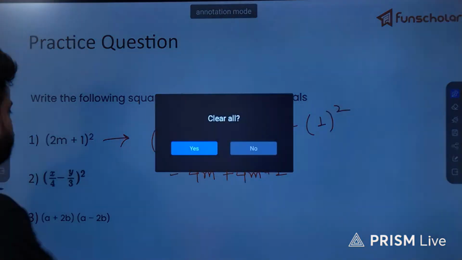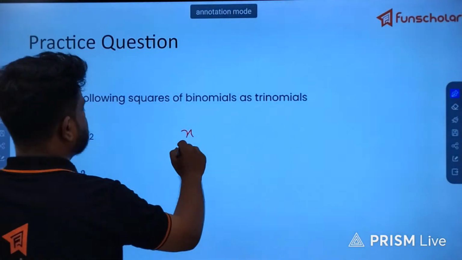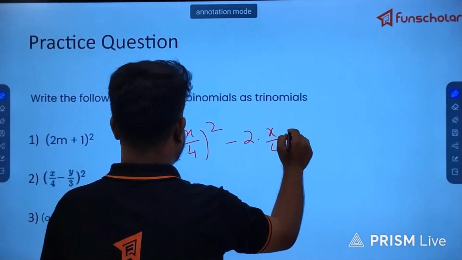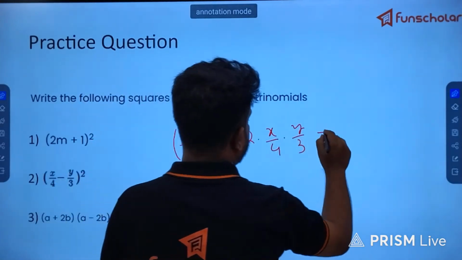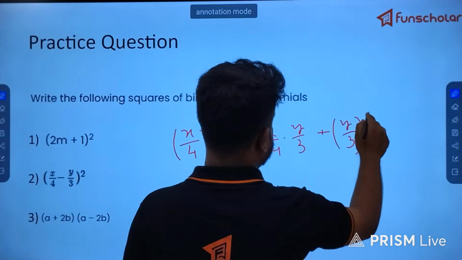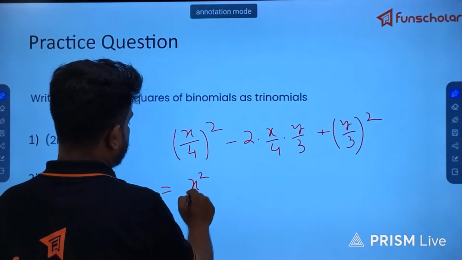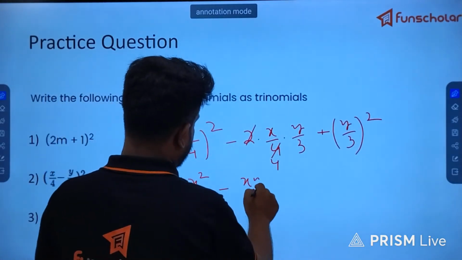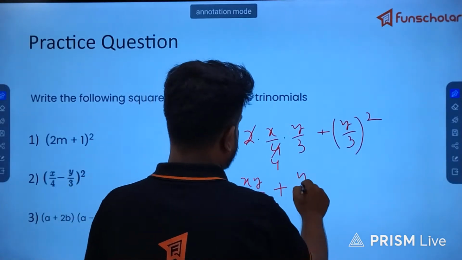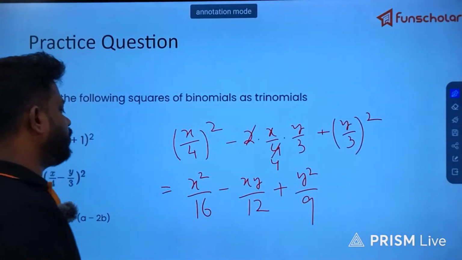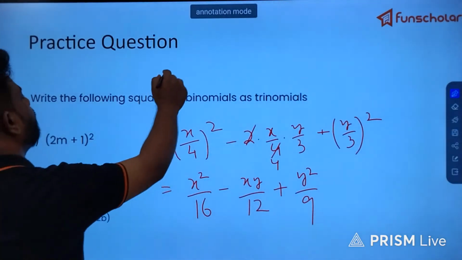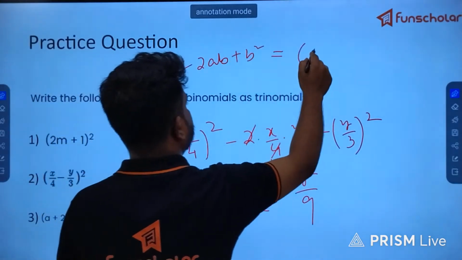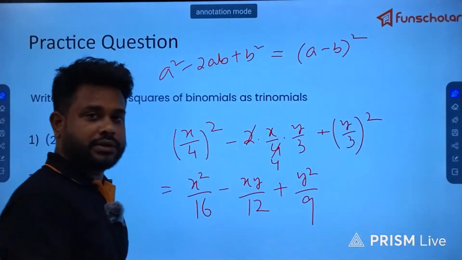The next one will be x by 4 and its square minus 2 into x by 4 into y by 3 plus y by 3 and its square. So it will be x square by 16 minus 2 and 4 will get eliminated, so xy by 12 plus y square by 9. So number 2 has also been done. Here we have used the formula a square minus 2ab plus b square, which is the formula of a minus b and its square.